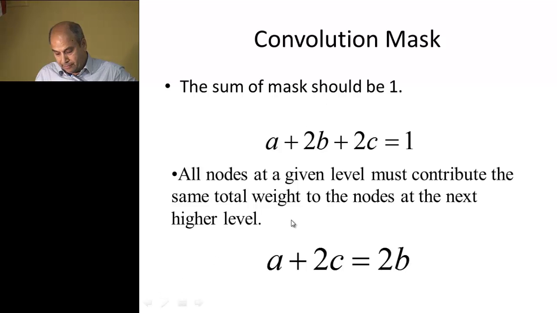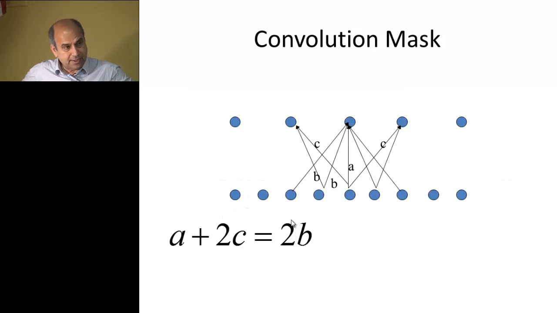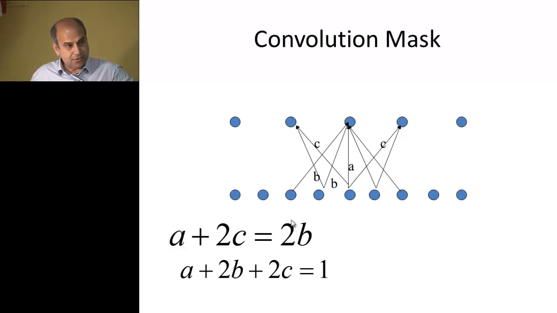All nodes at a given level must contribute the same total weight to the nodes at the next, higher level. So we get this constraint, A plus 2C should be equal to 2B. Then we have the other constraint that the sum should be 1: A plus 2B plus 2C should be 1. Now we can solve these. Suppose A plus 2C is 2B. If you put that here, A plus 2C becomes 2B, so 4B is equal to 1, which means B is equal to 1 upon 4. So we know B has to be 0.25, or 1 upon 4, which is very easy.